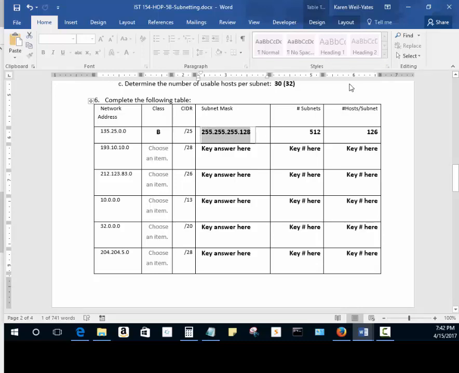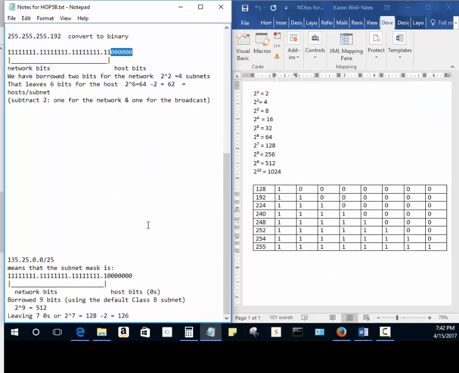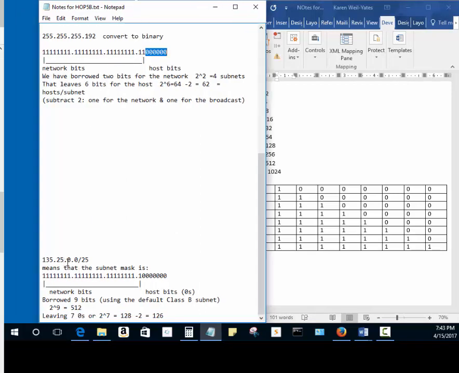So let's look over here at my calculations on Notepad. So if we go down here, we have 135.25.0.0/25, and I have converted that into zeros and ones, meaning there are 25 ones here. Those are our network bits. Okay, leaving 7 zeros for our hosts.